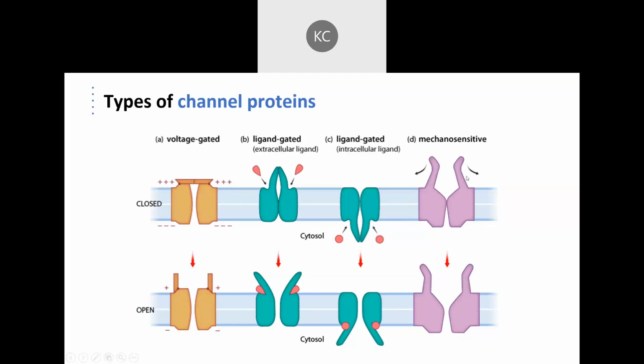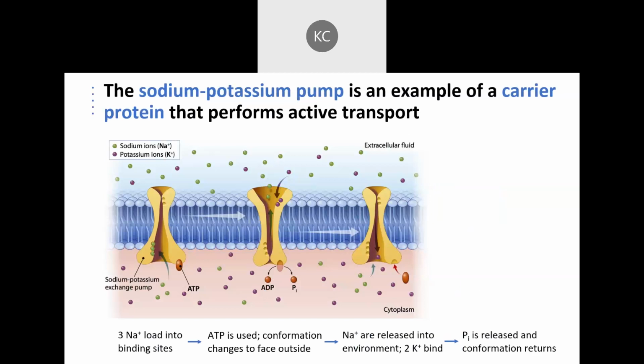And then D, this is a mechanosensitive. So this one opens and closes in response to physical pressure and physical manipulation of the channel. Okay, but all of these, when properly stimulated, will open up and allow ions and molecules to flow from one side to another. Okay, and we'll look at various examples of this throughout the semester.